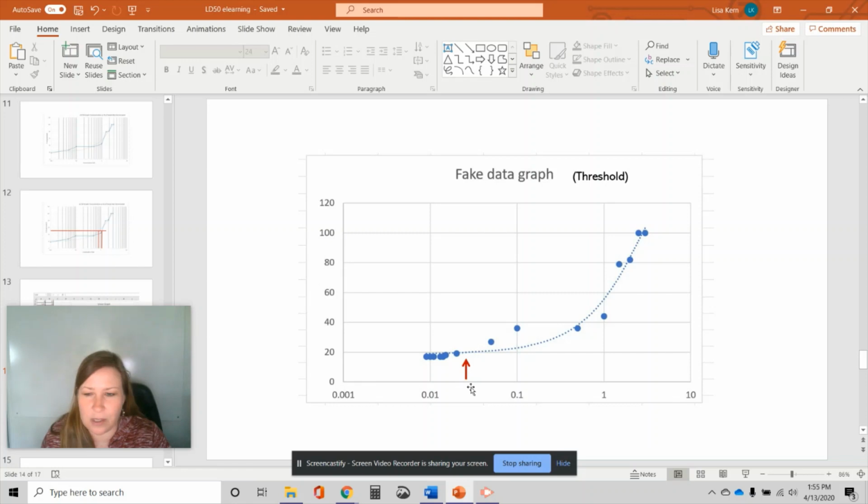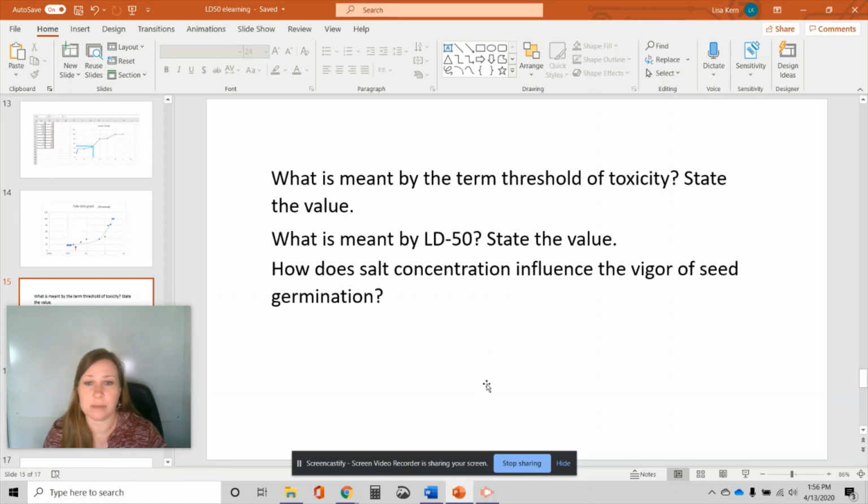So again, we're on a log scale here. So 0.01, this might be like 0.02, 0.03, something like that. And again, there's a range of answers that they would accept. So the term threshold of toxicity is: what is the lowest concentration where you start to see some kind of change, some kind of impact.